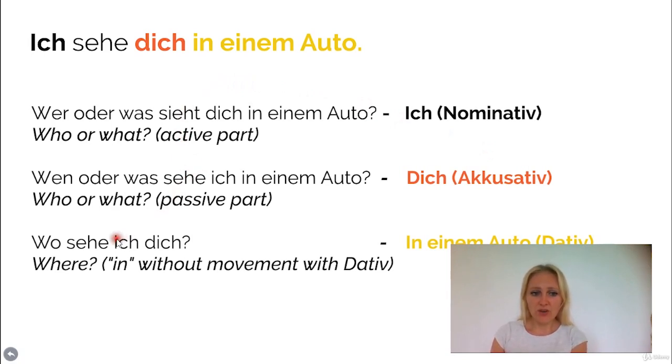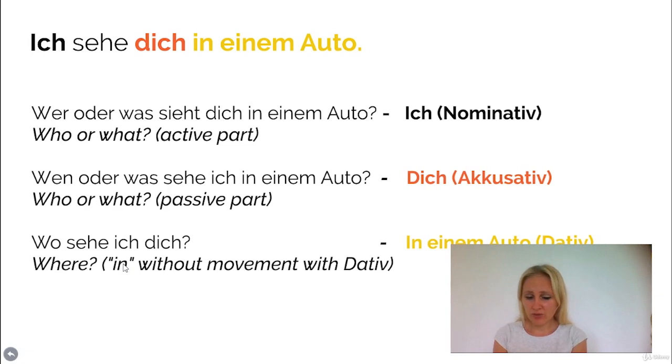Then the next sentence, wo sehe ich dich? So where do I see you? And in einem Auto, this is the dative object here, the car, because in belongs to the Wechselpräpositionen. That are the prepositions that work with accusative and dative, just as we had the example with neben at the beginning of this chapter. So here the question is whether you're asking where do I see you or where to do I see you. Where to would be with a movement, but here I'm just seeing you in a car. So in this case, you have to use it in the dative case.